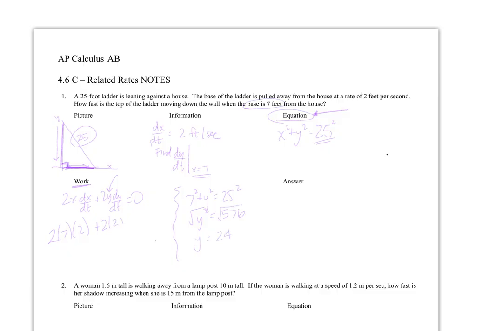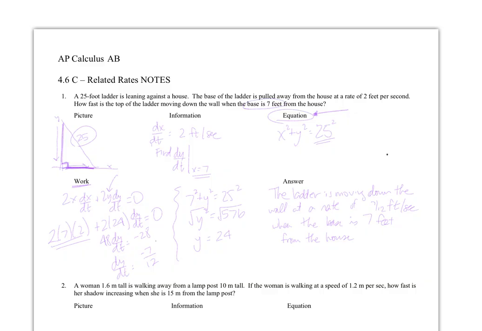So now I can come back over here and put in 24 for y, and I'm trying to solve for dy/dt. If I multiply these together and move them to the other side, I will have 48 dy/dt equals negative 28. And if I divide and reduce, I get negative 7/12. So the answer is the ladder is moving down the wall at a rate of 7/12 feet per second when the base is 7 feet from the house.